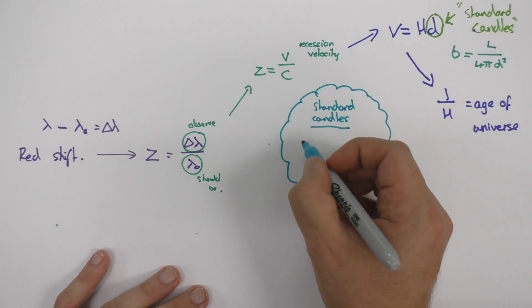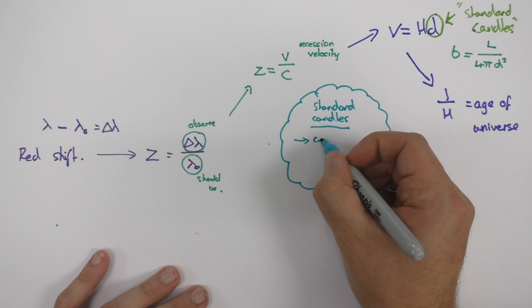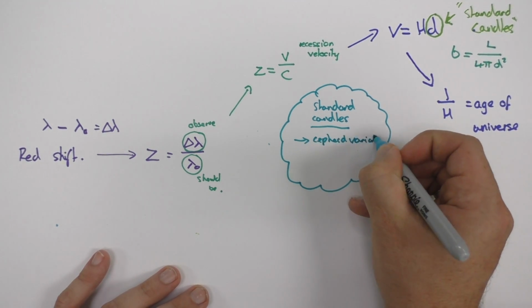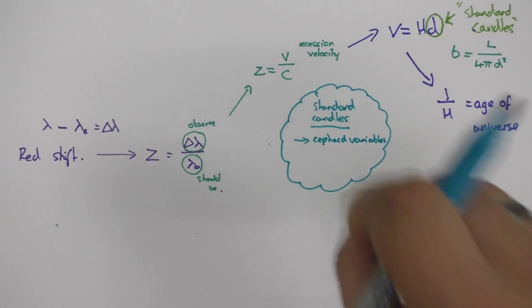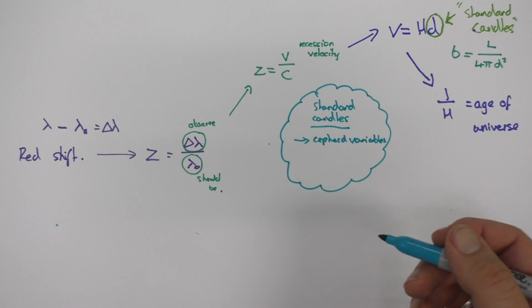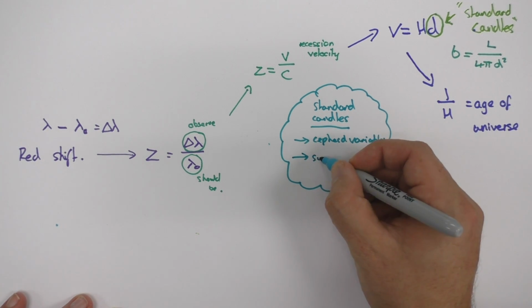So standard candles come in the form of, really poignantly, Cepheid variable stars. Again, we've talked about these before in another video. Cepheid variables are stars that pulsate with regular period and so have a known luminosity. Supernovae.